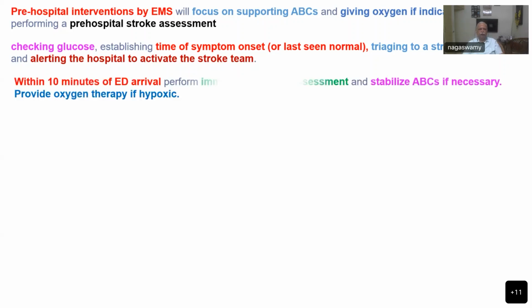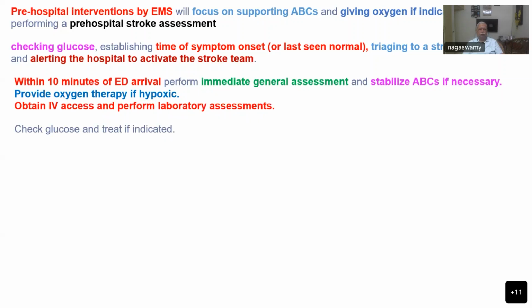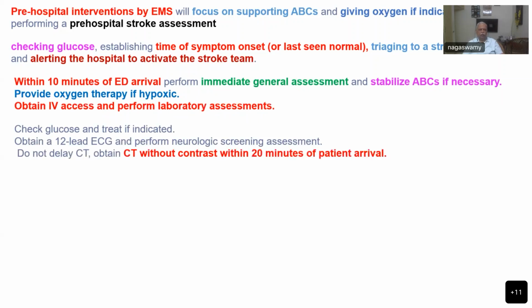activate the stroke team. Within 10 minutes of emergency department arrival, you must perform an immediate general assessment and stabilize ABCs if necessary and provide oxygen therapy if it is not being done during the transportation. Obtain IV access and perform laboratory assessments. Check glucose if it is not done already and again treat it if indicated. Obtain a 12-lead ECG and perform neurological screening assessment. Do not delay CT, and as early as possible obtain a CT without contrast within 20 minutes of patient arrival to the emergency department or the stroke unit, whichever may be the place.